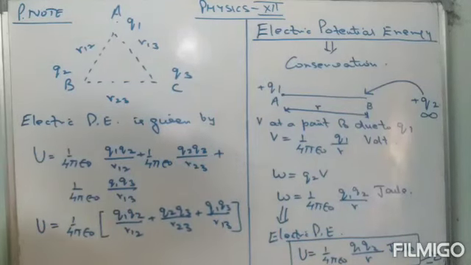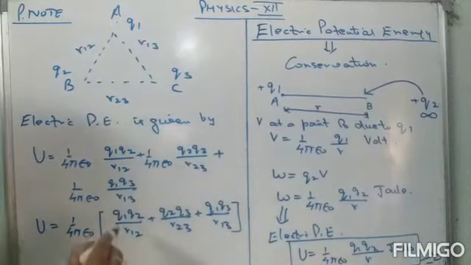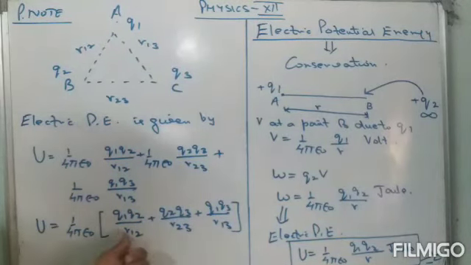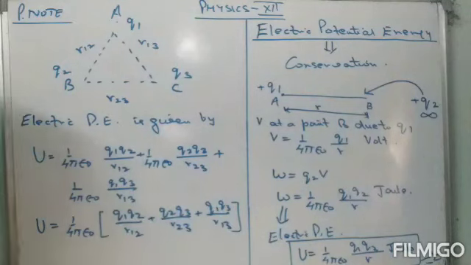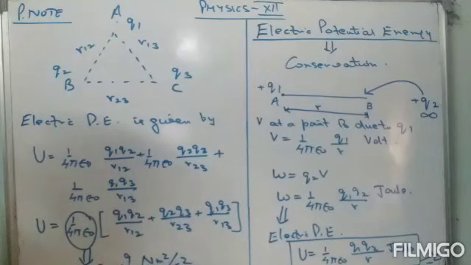So if in a numerical the values of Q1, Q2, Q3 are given, and the distances R12, R23 and R13 are given, you substitute the values in this formula and you will get the answer. But remember, you must know the value of 1 upon 4 pi epsilon naught, which is 9 into 10 to the power 9 newton meter square per coulomb square. You must remember the value of this. It's important. Is it okay?